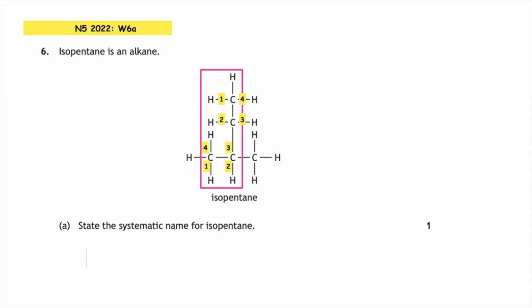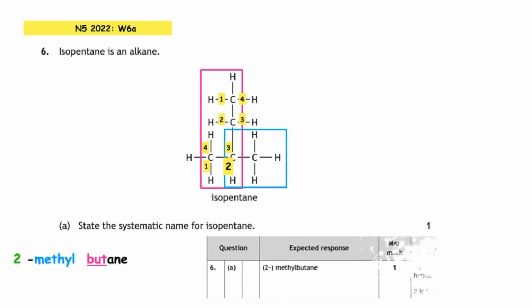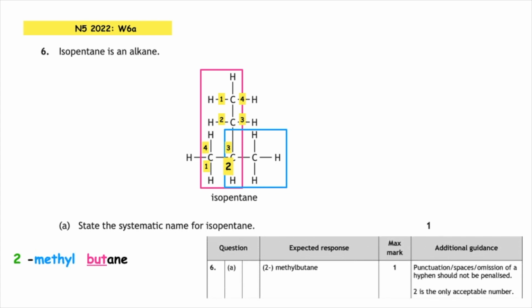We can see that we have a branch, that's a carbon which is not found in the longest chain. We need to decide what position that could be in. It can either be in position 2 or position 3. We always choose the lowest number, so that would be position 2. And it's only got one carbon in its branch, so the name of this isopentane would be 2-methylbutane.